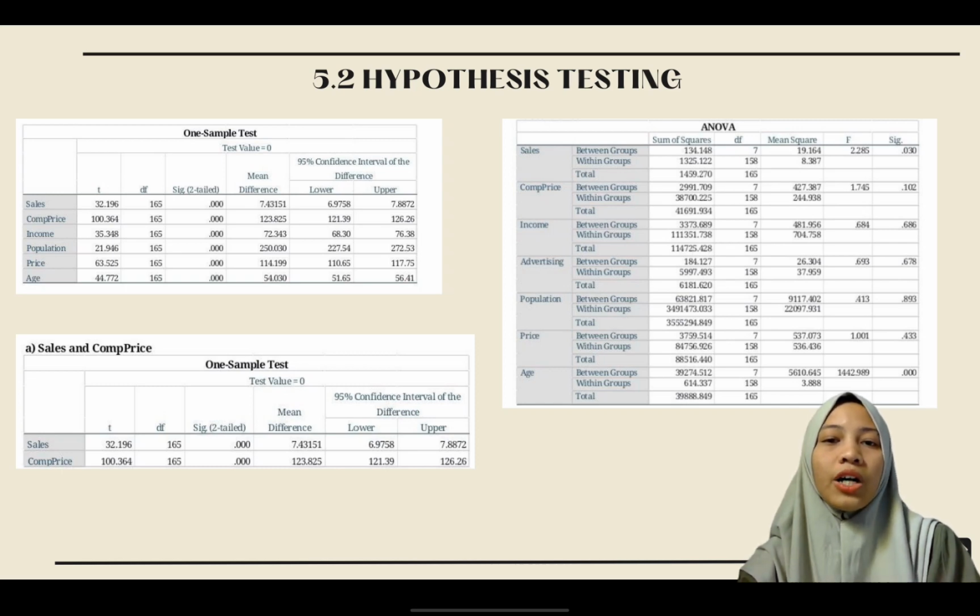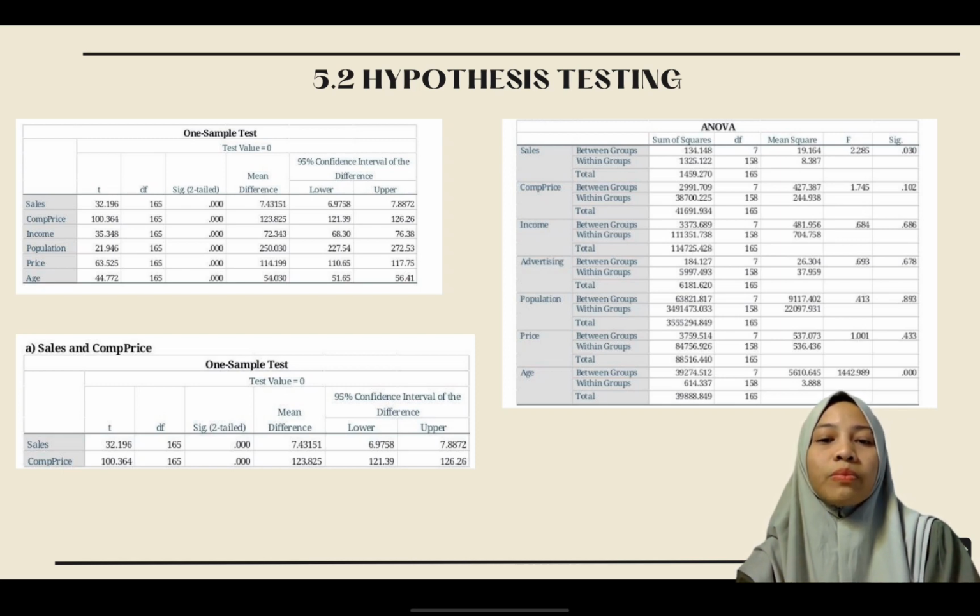Next is ANOVA. ANOVA, also known as analysis of variance, is a collection of statistical models used to analyze the difference between group means and the associated variance among and between groups. To do ANOVA, there are 5 steps that we need to follow so that we can make the decision at the end.